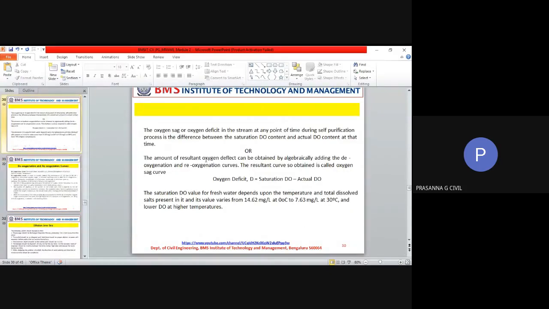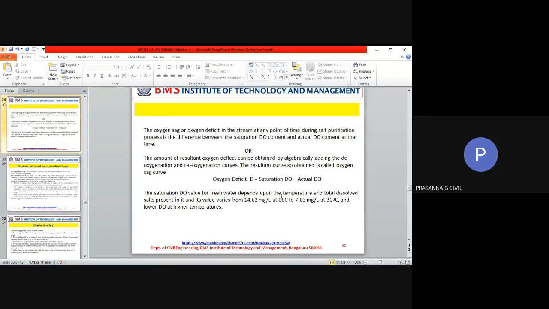Okay, I think these are things that we have looked at. The amount of resultant oxygen deficit can be obtained by algebraically adding the deoxygenation and the reoxygenation curves. The resultant curve is the oxygen deficit curve, which we call the saturation DO minus the actual DO. These two values, please put it into your head.